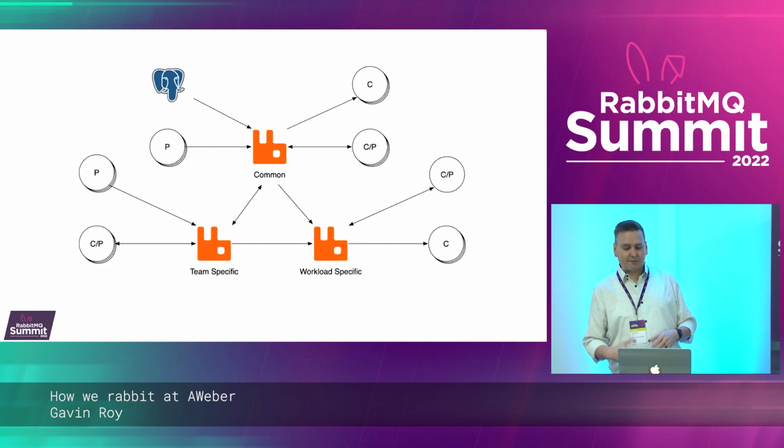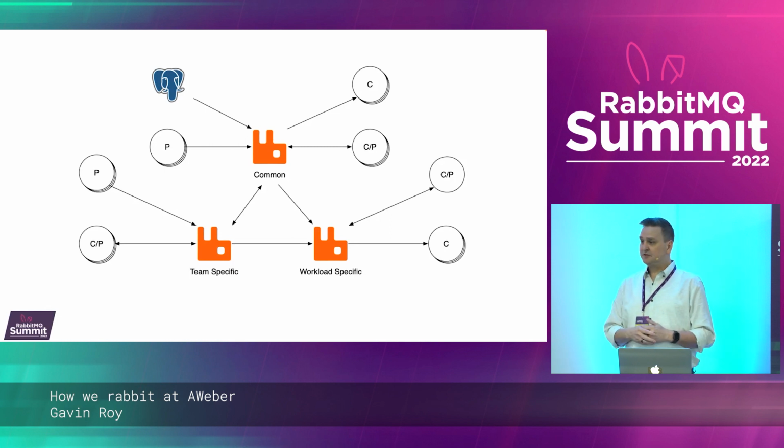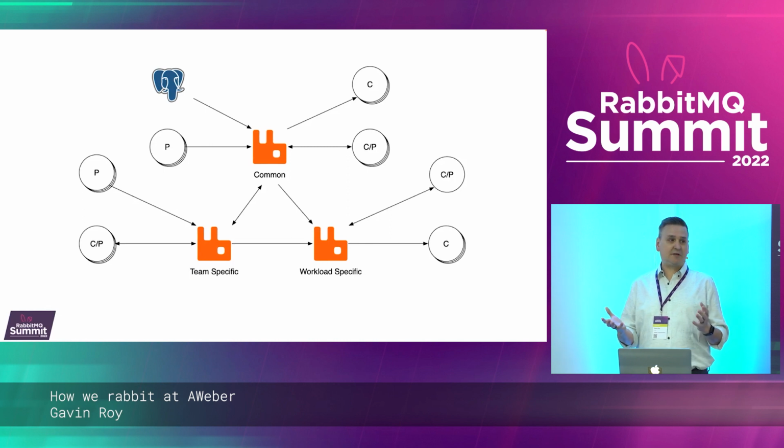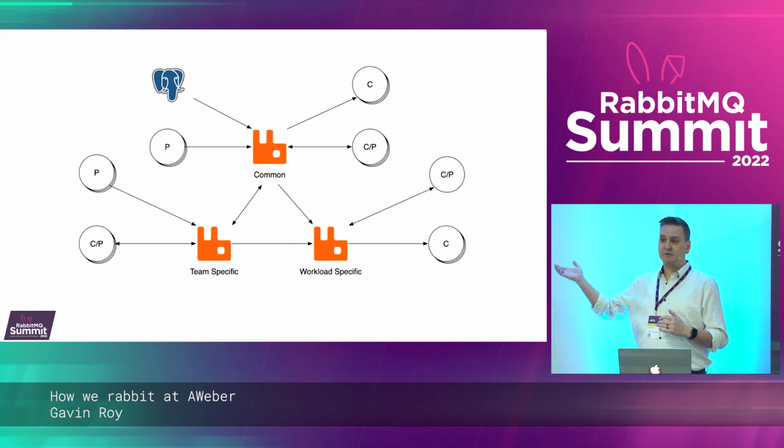Our RabbitMQ application architecture is probably very similar to many other implementations. We have a lot of different publishing applications, a lot of different consumer applications, and multiple RabbitMQ clusters that pass messages amongst each other. We also have direct integration with Postgres. In our Postgres database, we actually emit transactional information directly into Rabbit, which is pretty cool.